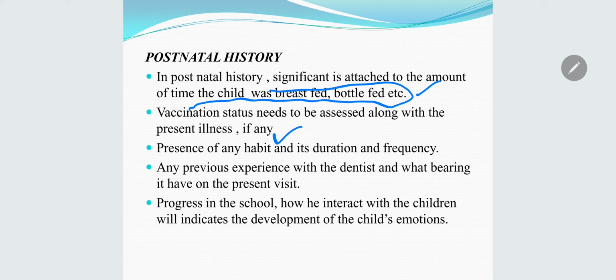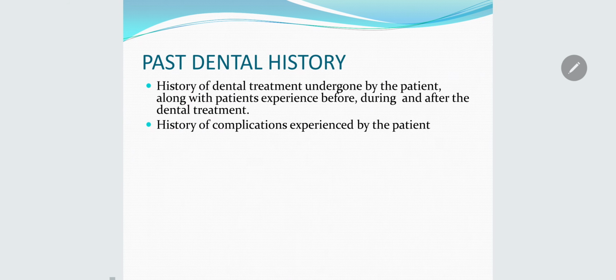Vaccination history is important to see the immunity of the patient. Habit history and any previous dentist visit, and you have to see the progress in school also. This is important because even a dentist plays a role in identifying the abuse of a child. So these are important in taking the histories.